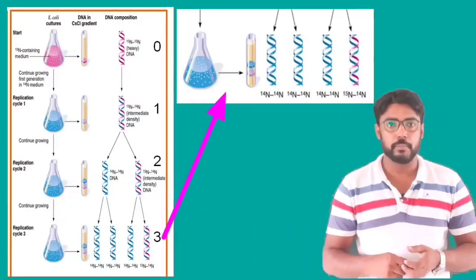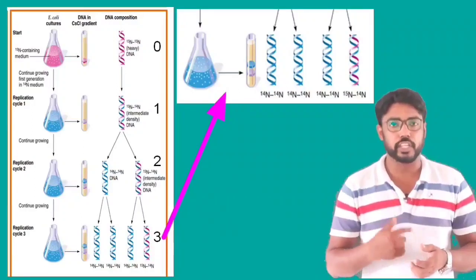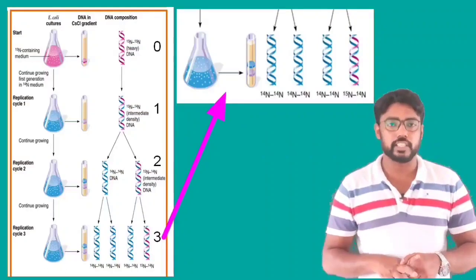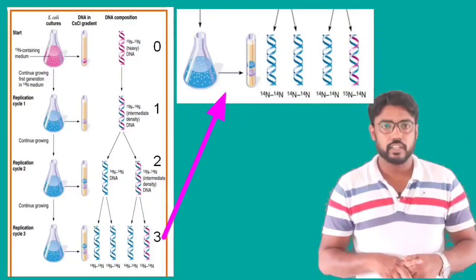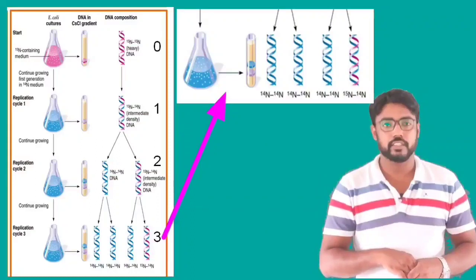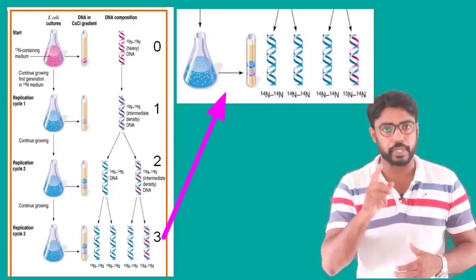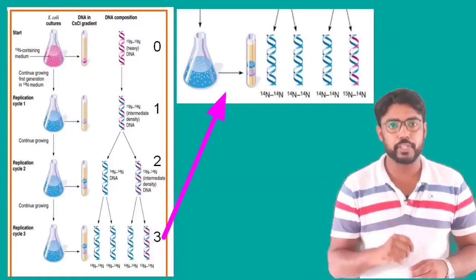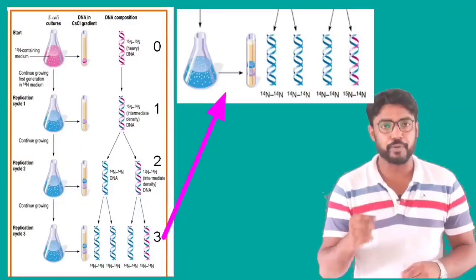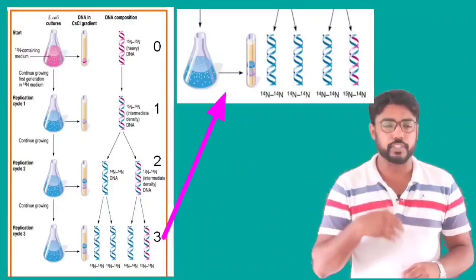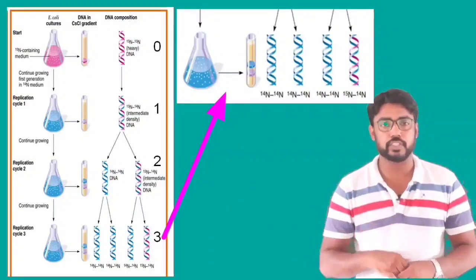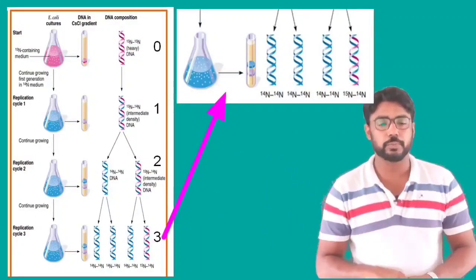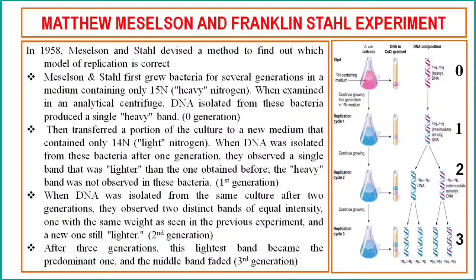They allowed the second generation bacteria to go for third and fourth generation. After the third generation, they isolated DNA. In that, they found that the light band became predominant, but the middle band became more faded as the generations progressed. This was the experiment they conducted.